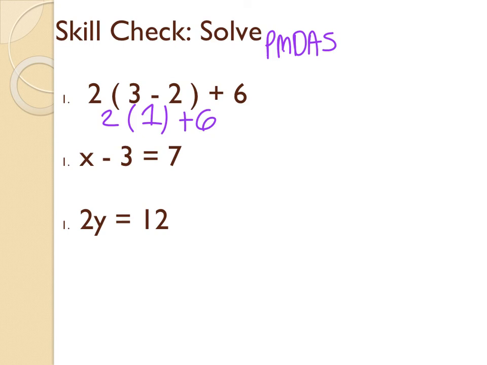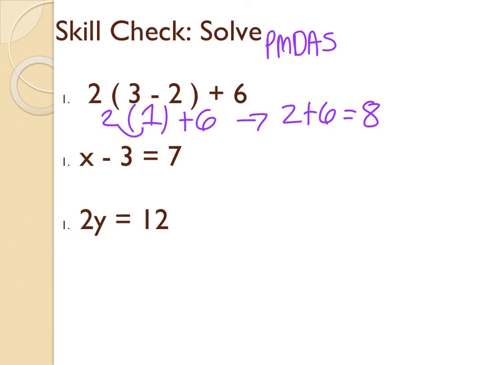Then I have multiplication. 2 times 1 is 2. Then do my plus 6. 2 plus 6 equals 8. Okay, you could also type it straight into your calculator with your parentheses. Okay, the next one, x minus 3 equals 7.